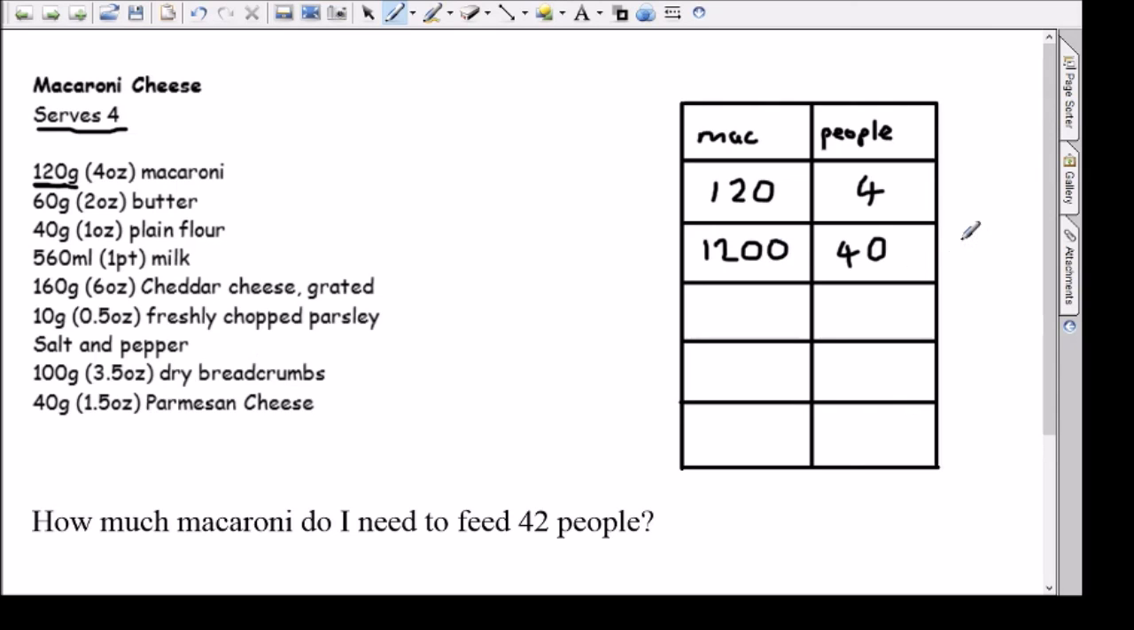So that leaves me 2 short because I'm looking for the amount for 42 people. 4 to 2 is an easy one. If I half the 4, I get to 2. So if I half the 120, I find how much I need. Okay, so I know how much it is for 40 people, I know how much it is for 2 people, so if I add those up, I get 42, which means I have to add these up. 1, 2, 6, 0. So the answer is 1,260 grams.